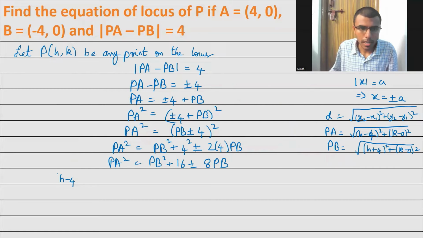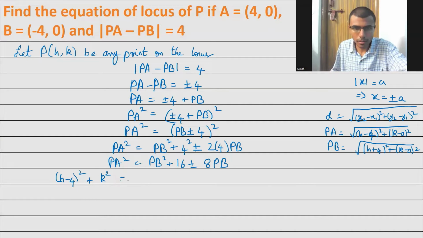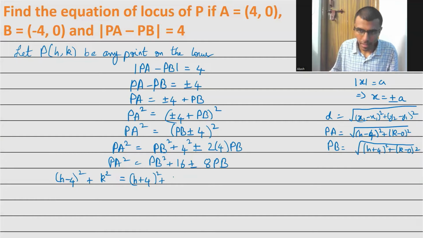H minus 4 whole square plus k minus 0 whole square is nothing but k square. So I have k square is equal to, now this PA square LHS we are done, RHS, it's nothing but h plus 4 whole square plus k square plus 16 plus or minus 8 PB. Keep this PB as it is, we'll expand it later. I mean, write its value later.